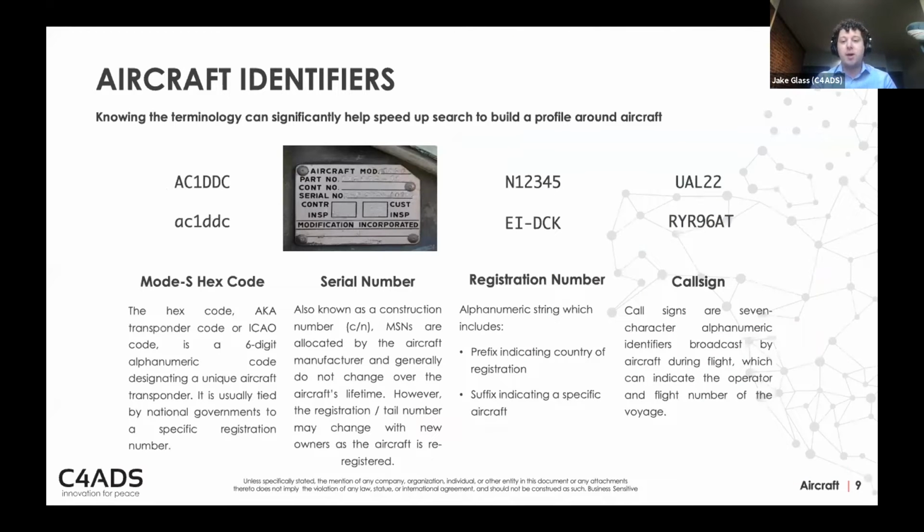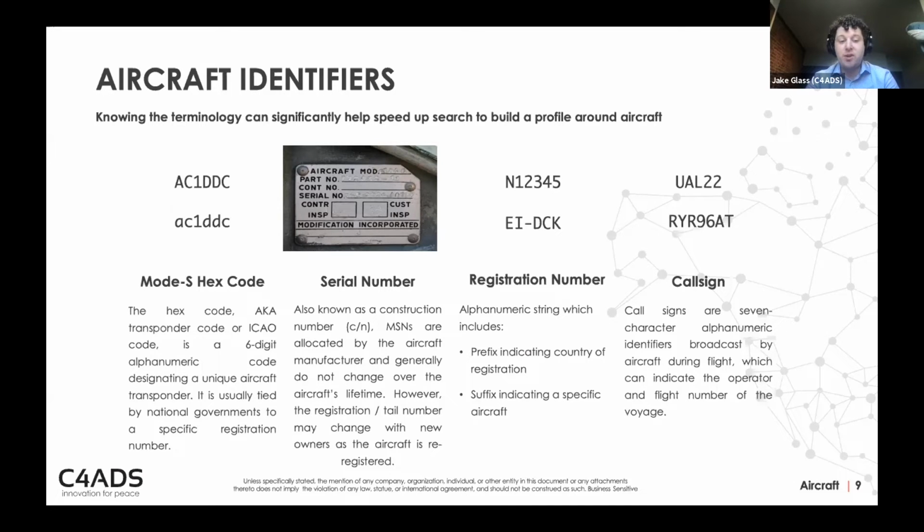So I want to talk about some of the identifiers that we use in order to track aircraft, in order to identify them, in order to produce research on them. It's very important to understand the difference between some of these pieces of data. So the Mode S hex code is one of the most important. That's also known as the transponder code, or the ICAO code, or the ICAO, some people call it.